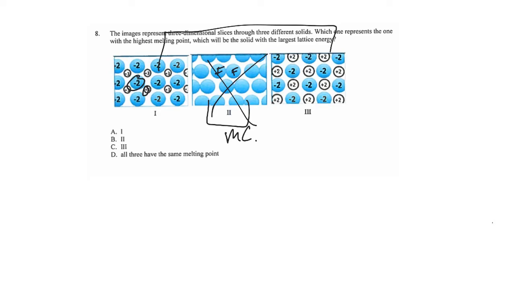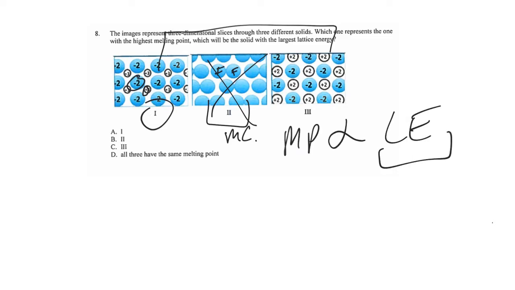And so compound 1 is going to end up having the higher melting point simply due to the plus 3 cation having a greater charge than the plus 2. So melting point here is generally proportional just to lattice energy. The higher the lattice energy, the higher the melting point.